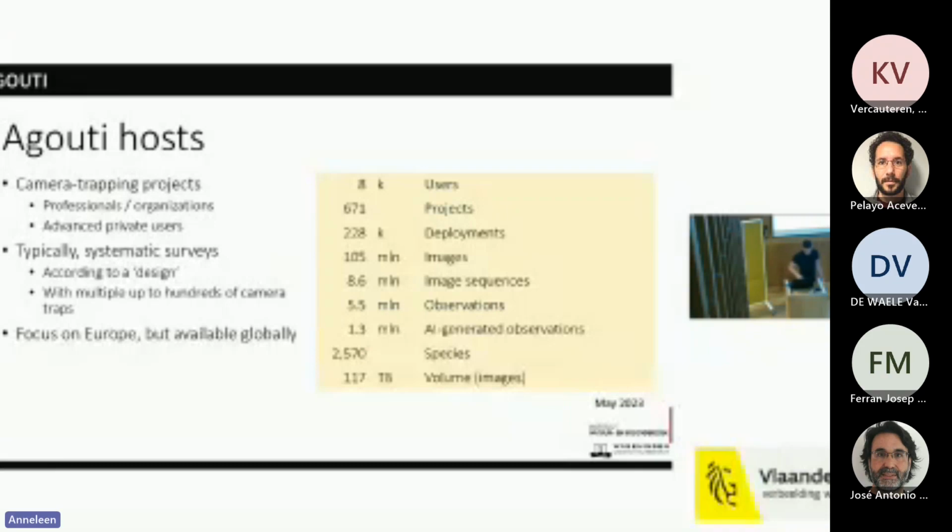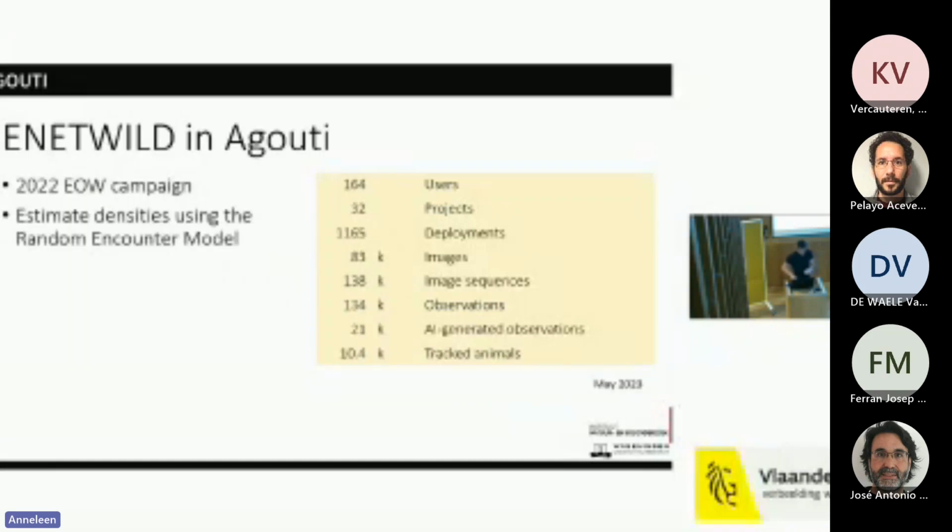So the total scope in there is we have quite a lot of data. About 105 million images at the moment, I just checked it last week, consisting of about 5.5 million observations. So what you see there is that a lot of data is not processed yet. People are apparently not able to keep up with the amount of data they're generating. So that's also why we need this AI.